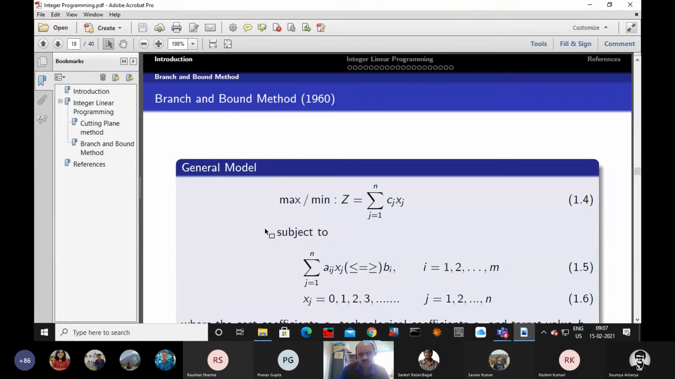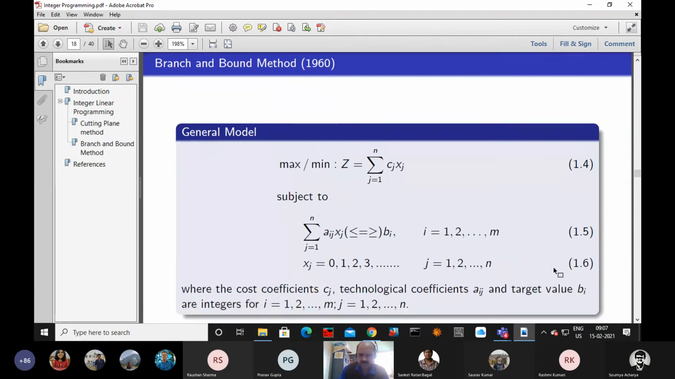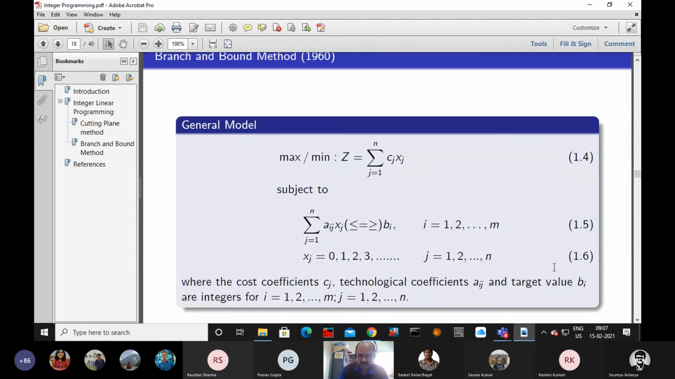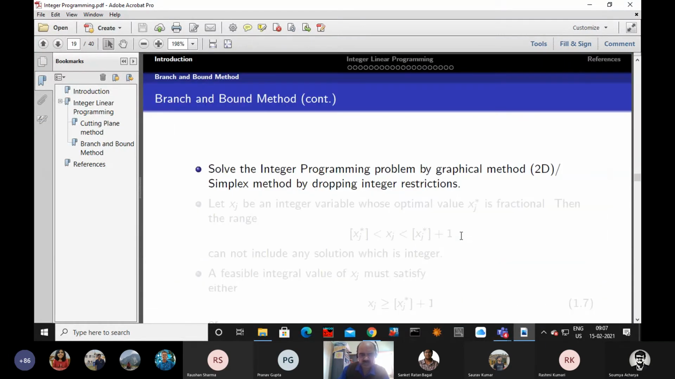For classroom purposes, a two-variable problem is enough. Here also we can solve a maximization type problem or a minimization type problem. The constraints may be equal type, less than or equal type, or greater than or equal type, and some variables are integer. The coefficients Cj, the technological coefficients Aj, and the target values Bi are all integers.